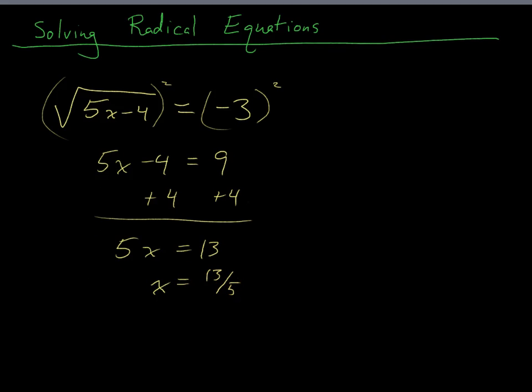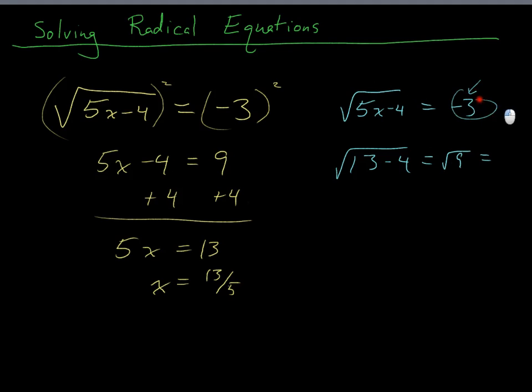But really, we didn't have to do all that work, because I can already tell you, there's no way the equation we started with has any solutions. Sure enough, if you plug 13 over 5 in here, you get the square root of 5 times 13 over 5, which is 13, minus 4, is the square root of 9. Well, when we take a square root, we're always supposed to take the positive one. There's no way, if this side is a square root and that side is negative. The square root of 9 is positive 3, it's not negative 3. So there's actually no solution.